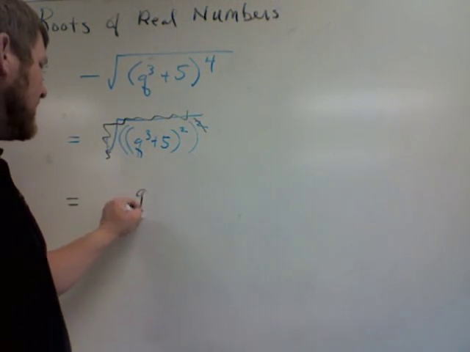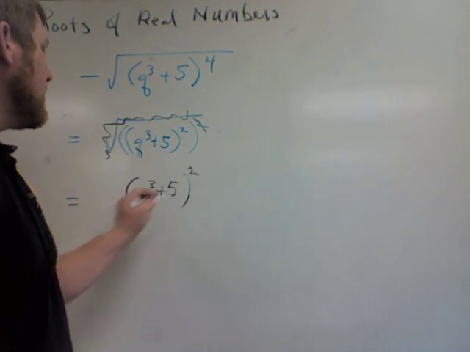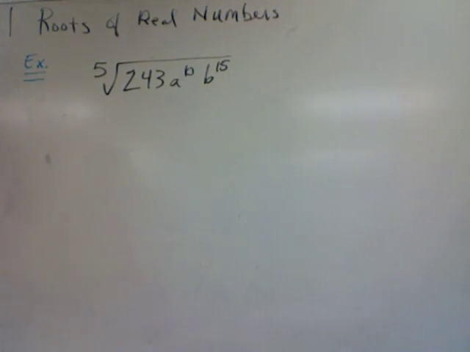What I have left then is this quantity squared, but then I also have this negative sign tagging along the outside of it. That just keeps tagging along. Alright?